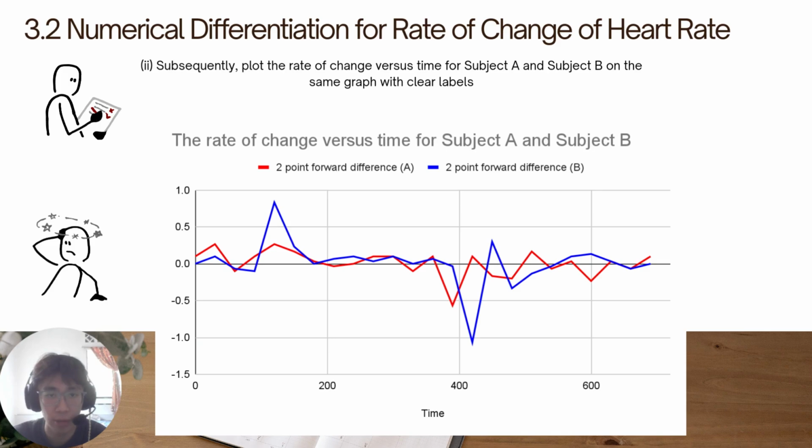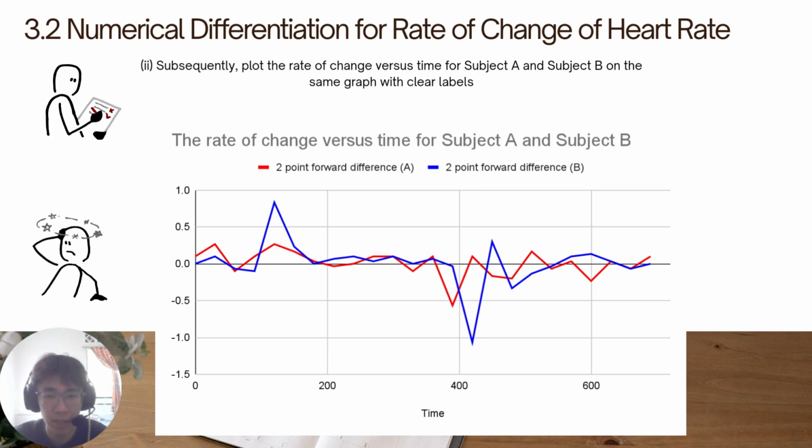For the second question, plot the rate of change versus time for subject A and B on the same graph with clear labels. After calculating the rate of change, we plot the rate of change of heart rate versus time for both subject A and subject B on the same graph. The horizontal axis represents time in seconds, while the vertical axis represents the rate of change of heart rate in BPM per second.